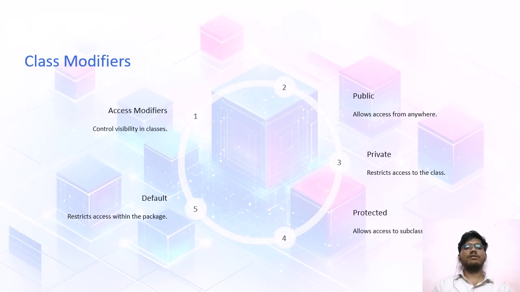Class modifiers. The class modifiers are of four types: public, private, protected, and default. The public modifier means the class is accessible from any other class. A private modifier restricts access to only within the class itself. It is primarily used on class members, fields or methods, not on top-level classes. The protected modifier allows access to the class itself, other classes in the same package, and all subclasses even if they are in a different package.